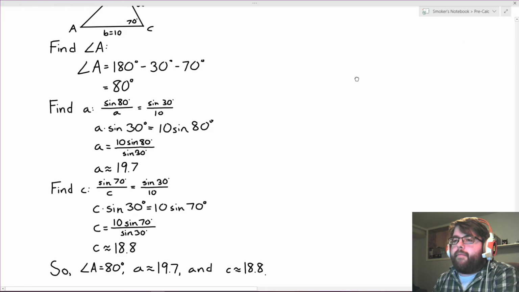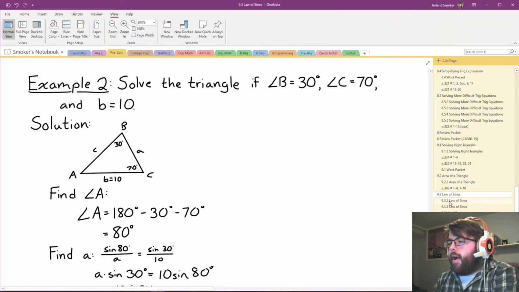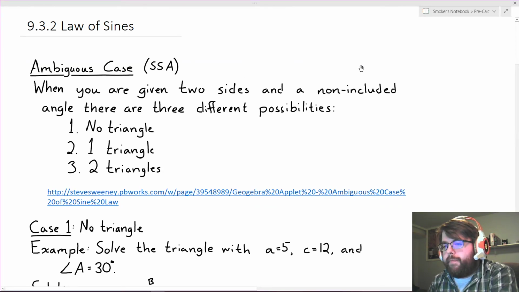If you're given 2 angles and a side, you always have 1 triangle that it creates. There is a problem when you are given 1 angle and 2 sides.